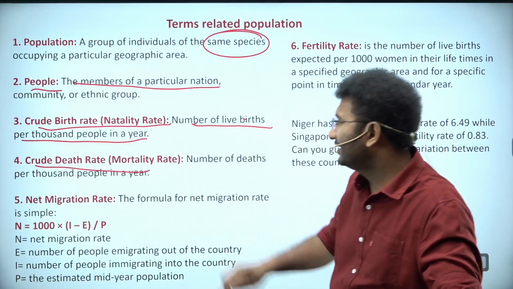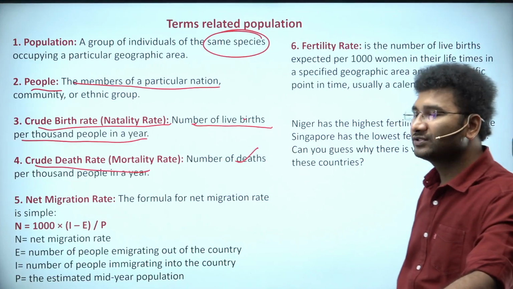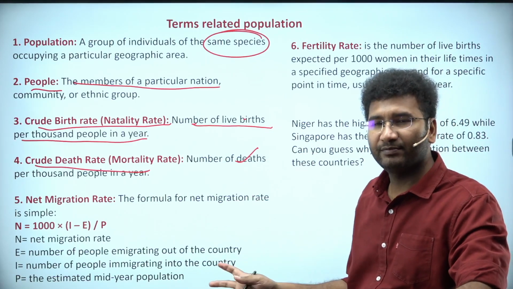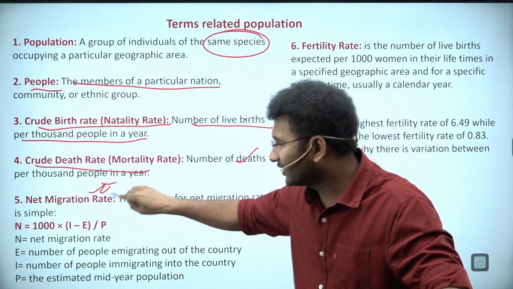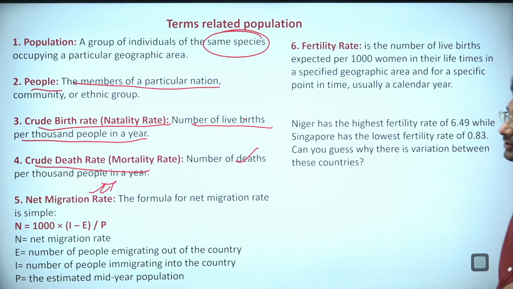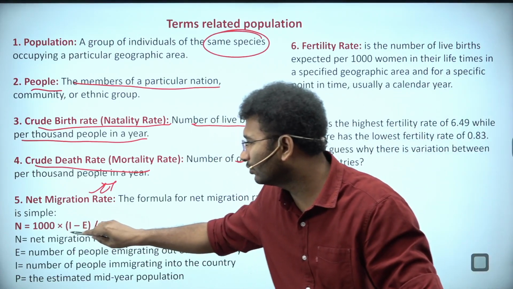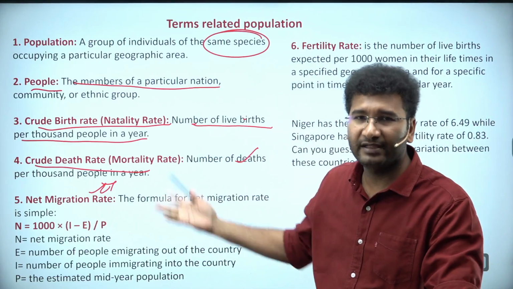Crude death rate means number of deaths per 1000 people in a year. For every 1000 people, how many deaths are taking place? What is net migration rate? Net migration rate, here you will take N is equal to 100 into (I minus E) by P. What is (I minus E) by P?